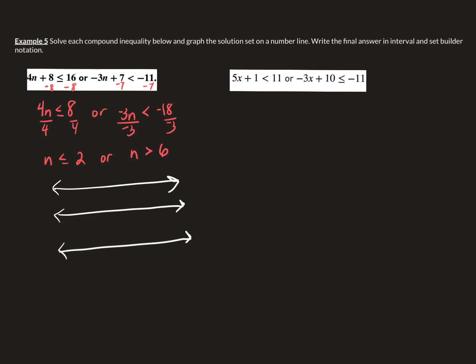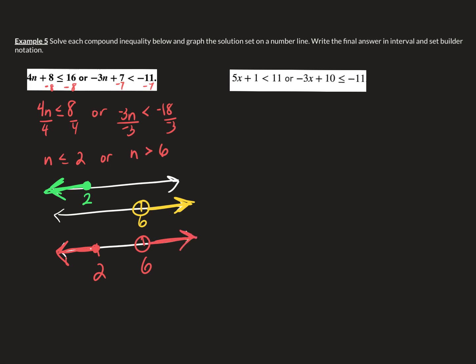I'm going to graph the first one. N is less than or equal to 2. Only graph in green. So 2, shaded in, less than or equal to is to the left. Do the next one in yellow. 6, greater than, shade to the right. And then you unite those two, you put them together, and when I unite them, it looks like this. It's both of those shadings put together on one number line.